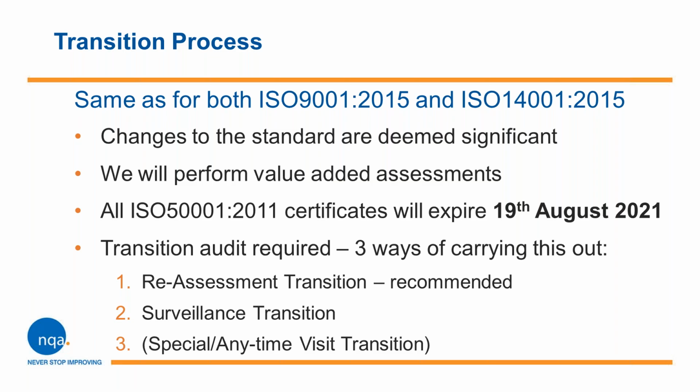The transition audit can be carried out in 3 ways. Most people, if we follow the pattern that we did with 14001, will have a reassessment transition, so they'll do it at the point that their existing certificate runs out. It can be done at a surveillance visit, or you can have a special transition audit done at any time. If you have it done at a surveillance and you're one of the businesses that has a slightly longer recertification than the surveillance, it would be the same length of time as your recertification.